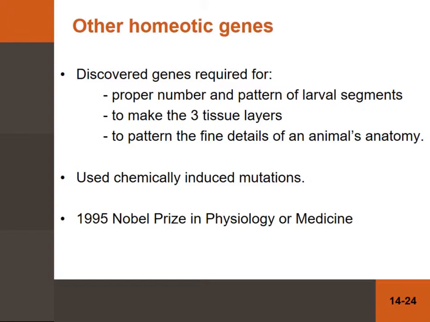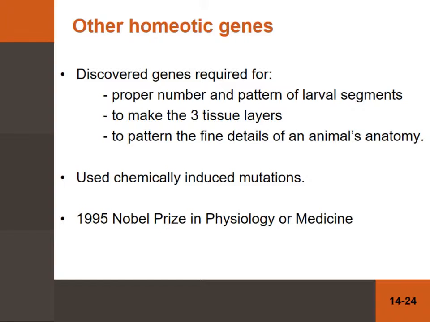They discovered genes required for the proper number and pattern of larval segments, genes required to make the 3 tissue layers, and genes required to pattern the fine details of the animal's anatomy. So the 3 tissue layers that they were looking at were the ectoderm, mesoderm, and endoderm. They did this by using chemically induced mutations.